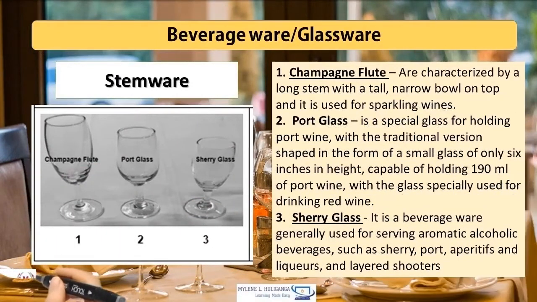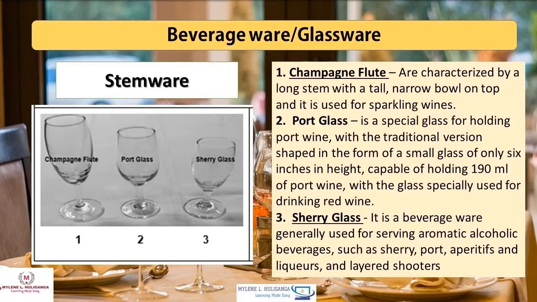The champagne flute is characterized by a long stem with a tall, narrow bowl on top and it is used for sparkling wines. Number 2 is the port glass. The port glass is a special glass for holding port wine, with the traditional version in the form of a small glass of only 6 inches in height, capable of holding 190 ml of port wine, with the glass especially used for drinking red wine.